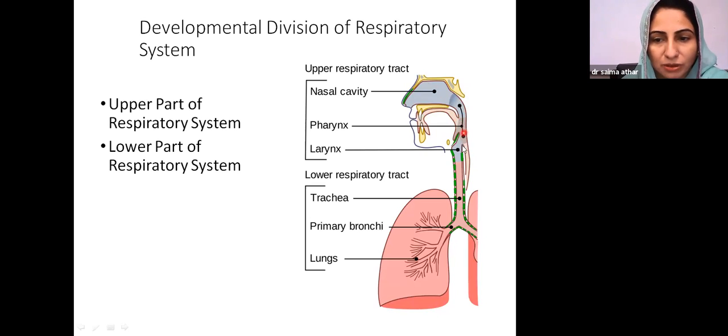Then the pharynx, you can see that it is dividing into two parts. One is the posterior part, that is esophagus. Another is anterior part, which is known as the larynx, right? So you are aware about this. So larynx ends and trachea starts. Here up to this point, this is the upper respiratory tract. From here, the lower respiratory tract is starting.